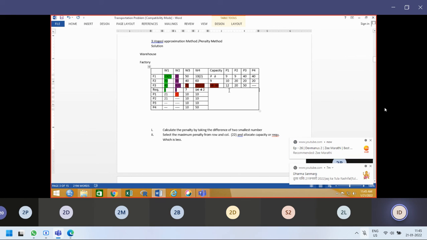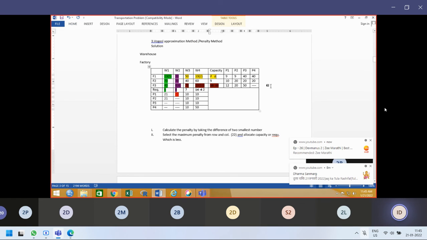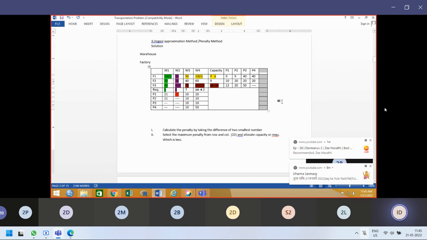Okay, now what is block? This is completely block. So I will make a different color to this. Again we have to work out penalties, row wise and column wise. Tell me the penalty. P5. Penalty 5.